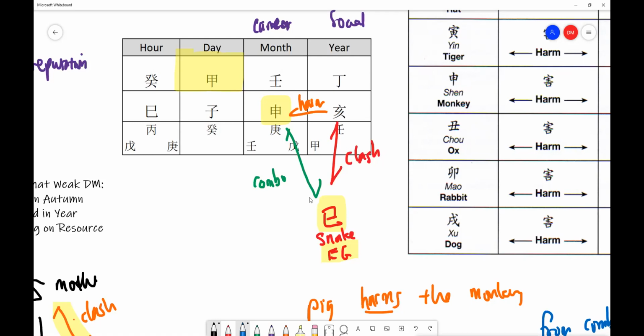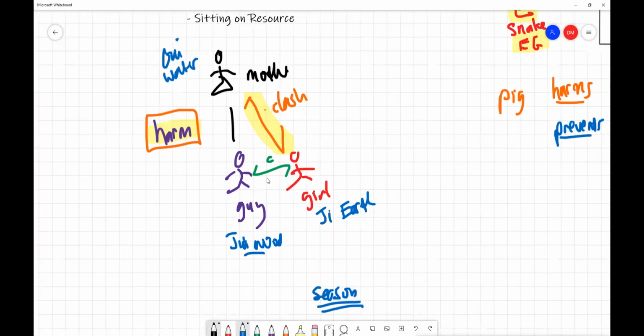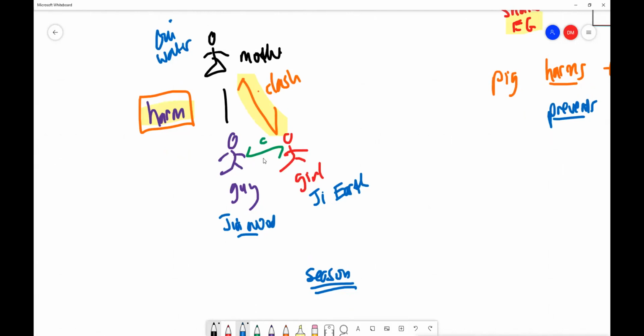Water. Water, correct. Transform into water. And this is a season of autumn. In the season of autumn, is a transformation to water likely to succeed? Yeah. So therefore, the harm may not be so effective. So it's very likely to combine still. So we check the strength of season and strength of day master. That means in a way we want to check whether the combination is likely to take place or not.